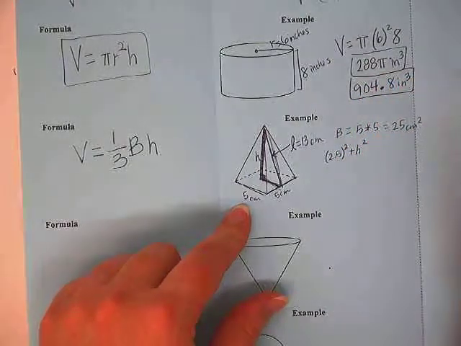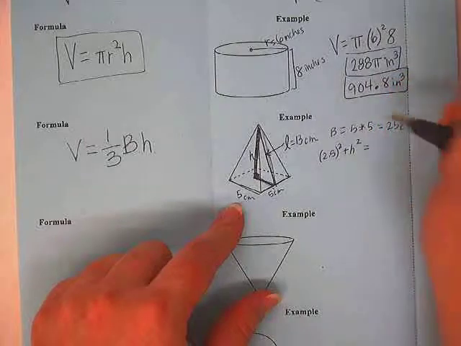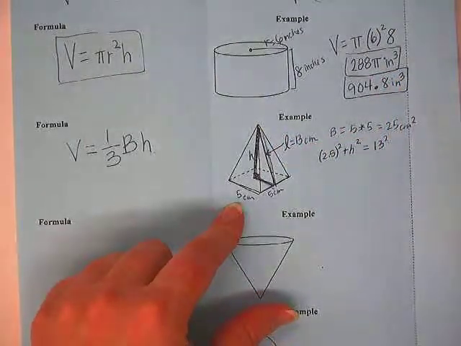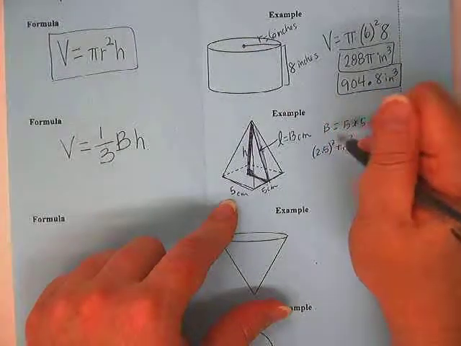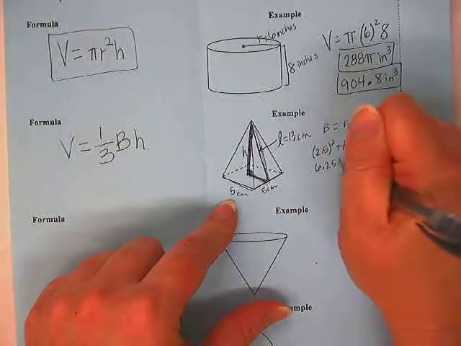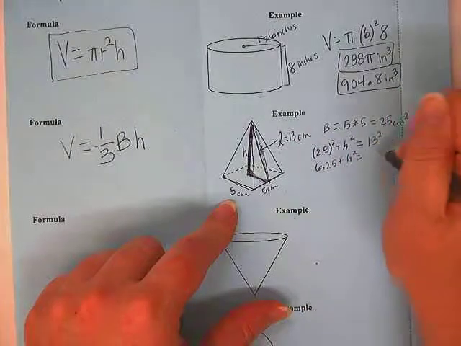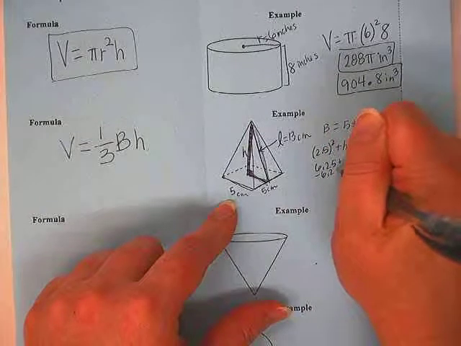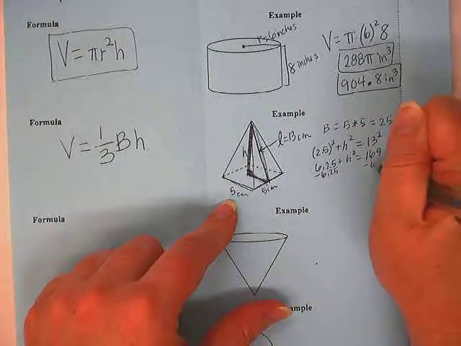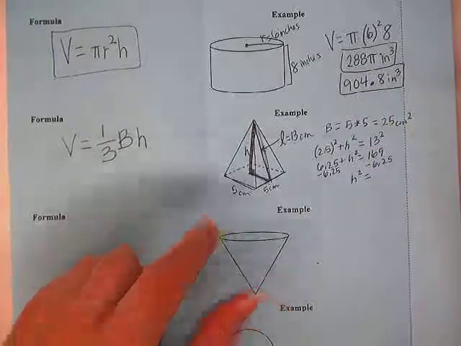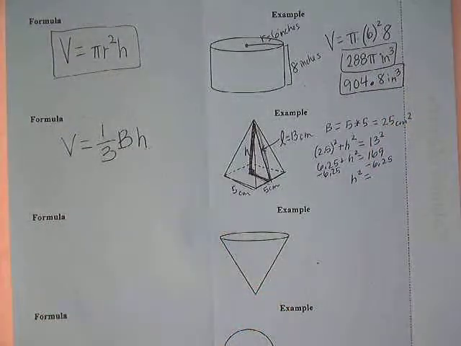2.5. Okay, so we have one leg is 2.5. We don't know the other leg. We call it h because we're actually looking for height, right? And then the hypotenuse happens to be 13. So we have to go through and square the numbers. So 2.5 squared is 6.25, and 13 squared is 169. We subtract the 6.25 from both sides.